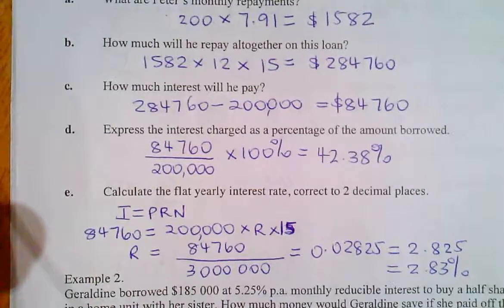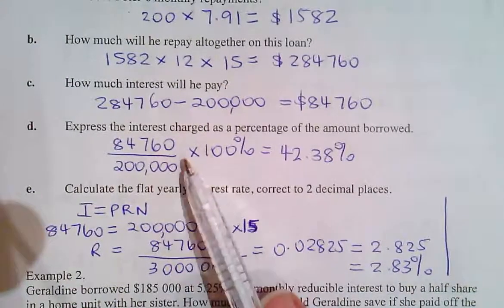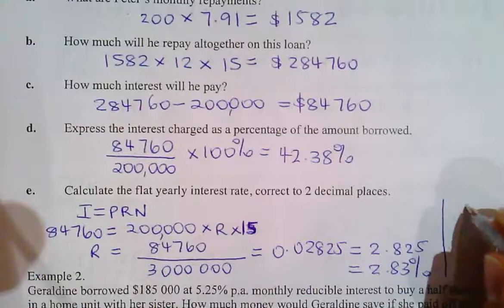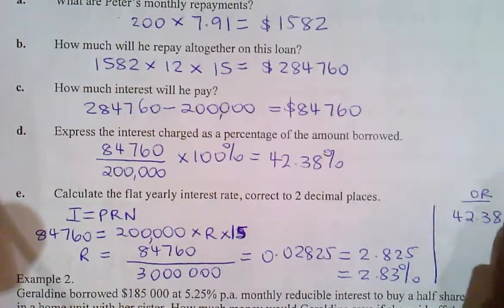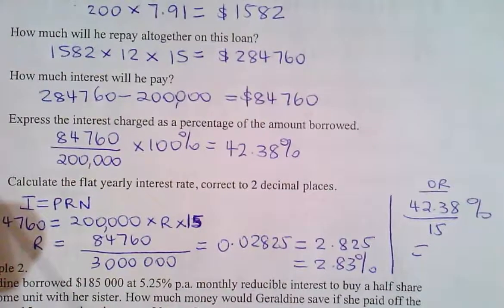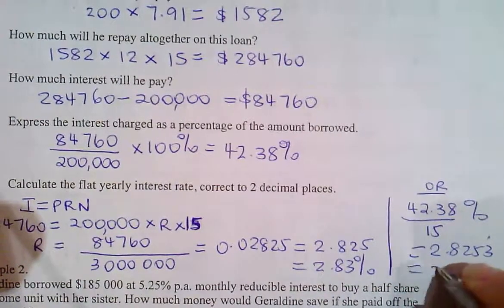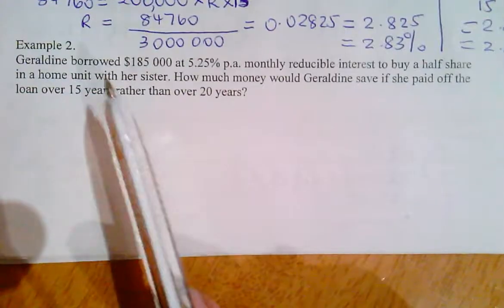Now, there was actually another way that I could have just worked this out. Because this interest rate charged as a percentage of the amount borrowed was 42.38%, and that was over 15 years, I can just go 42.38% divided by 15 will tell me how much interest is charged per 1 year. So 42.38 divided by 15 is 2.8253 recurring, which is 2.83% to 2 decimal places.